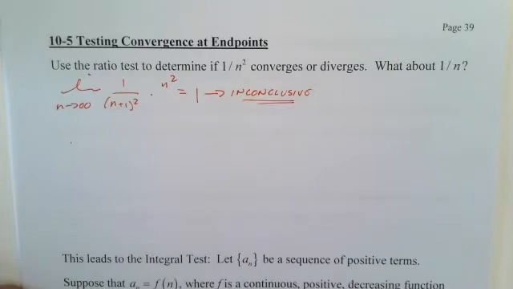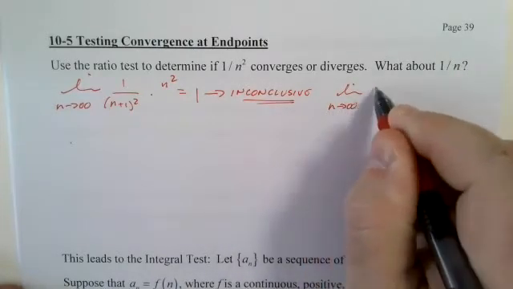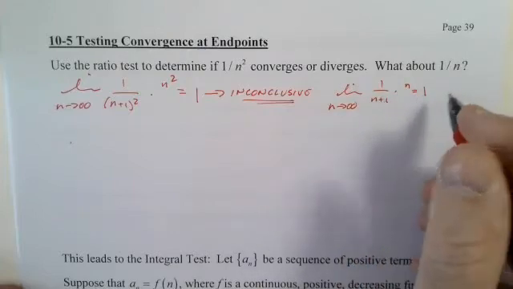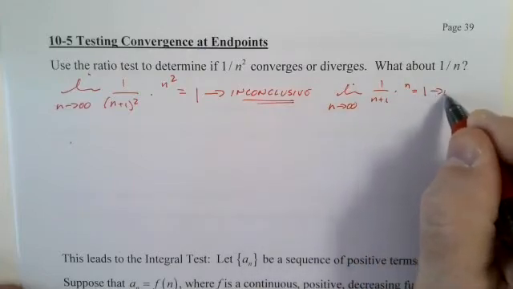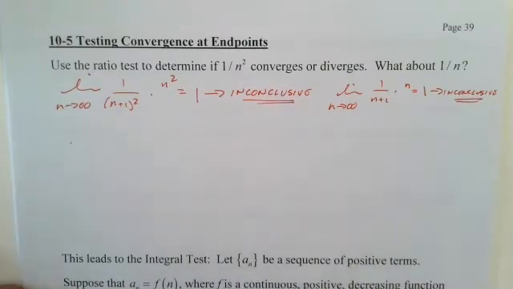Interesting. Well, what if we do this one? Limit as n goes to infinity, 1 over n plus 1 times n. 1. Inconclusive. Whew. It's nerve-wracking.